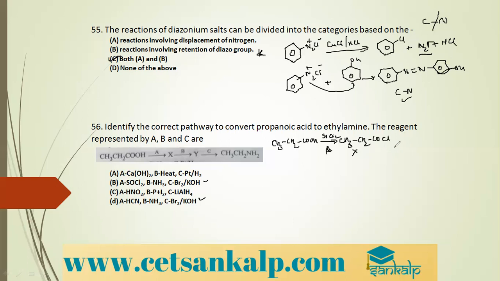Then if you take B, what is it? It is NH3, yes, ammonia. What happens? There is elimination of HCl. This is reagent B, what I have taken. I'll get CH3CH2CONH2. And this on treatment with Br2 and KOH, I get CH3CH2NH2. So this is the correct pathway. Option B is the correct pathway.